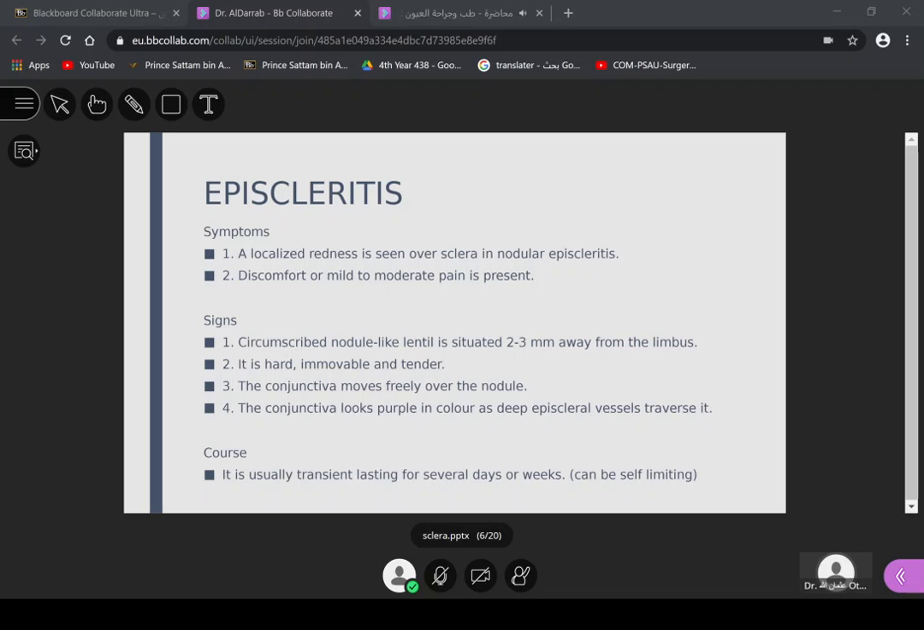Not as in conjunctivitis. Conjunctivitis has no pain with pressure. If you press on the eye, no pain. Whereas episcleritis is very painful, tender. Tender means pain with touch. The conjunctiva moves freely over the nodule, which means that the nodule is just below the conjunctiva, so the conjunctiva has nothing to do with the problem. The conjunctiva looks purple in color as deep episcleral vessels traverse it. Of course, it's usually transient, lasting for several days or weeks, mostly self-limiting, going away by itself after about a week or so.